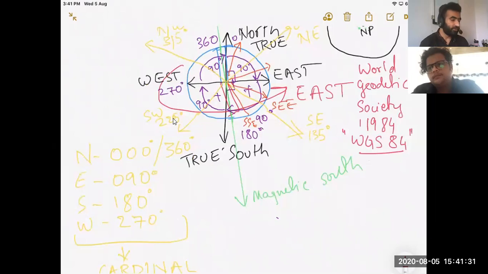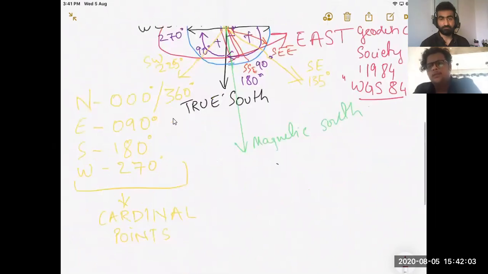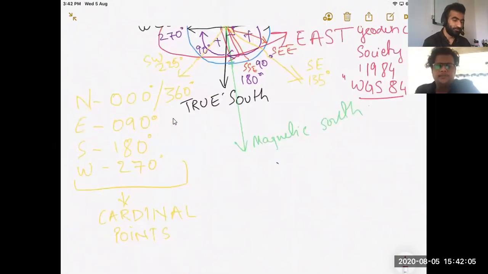Now we have different directions. We have true direction, magnetic direction, compass direction. The north also has different names. There is true north, there is magnetic north, there is compass north.